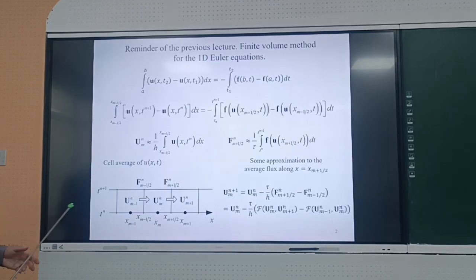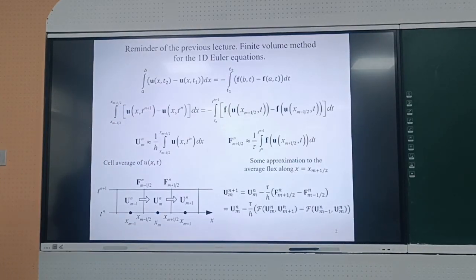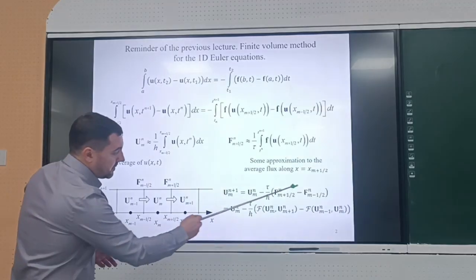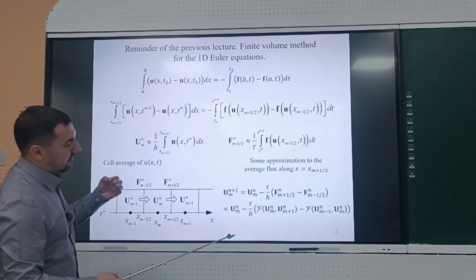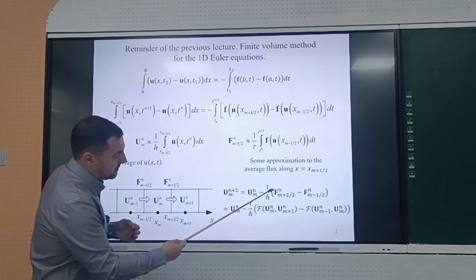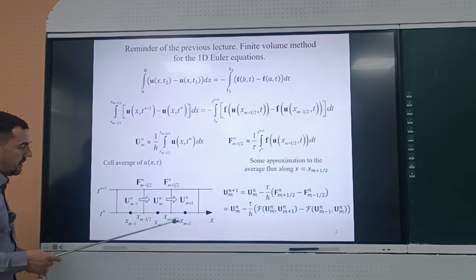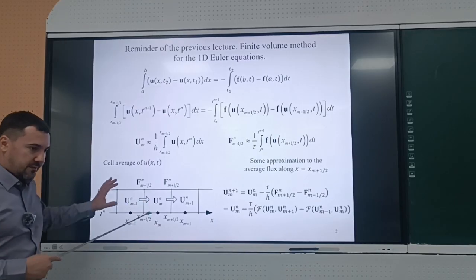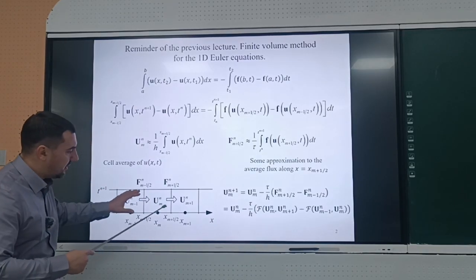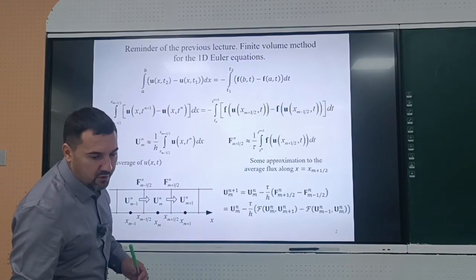And the question is how to compute this numerical flux. How can we approximate it? This is the common formula of the finite volume method. The idea is that this numerical flux F is a function of two states. If we need to compute the numerical flux through this edge, it depends on the parameters to the left of this edge and to the right, U_m^n and U_{m+1}^n. That's the idea of the finite volume method.